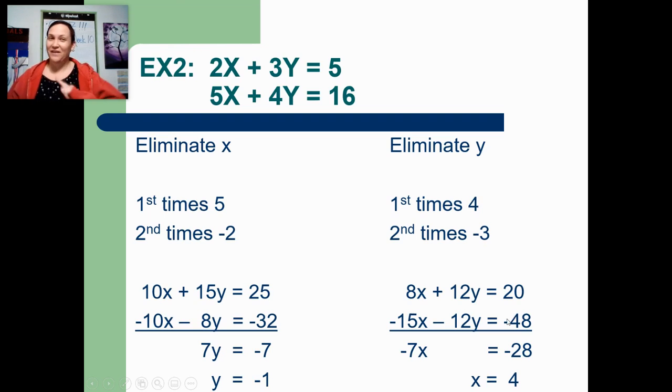Don't forget, for a final answer, you have to write it as an ordered pair. So my final answer is 4 comma negative 1. This concludes everything you need to know about elimination.